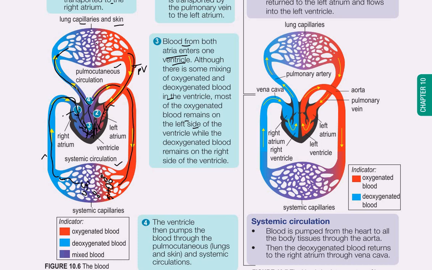Pulmo is related to lungs. You must remember the word pulmo. And then from this, the oxygenated blood flows back to the heart through the pulmonary veins. And from here also we have another blood that will flow into the right atrium, from the cells here.